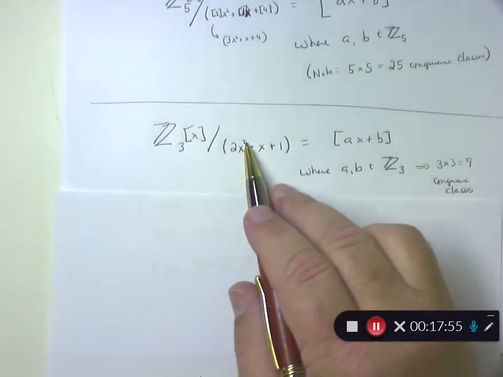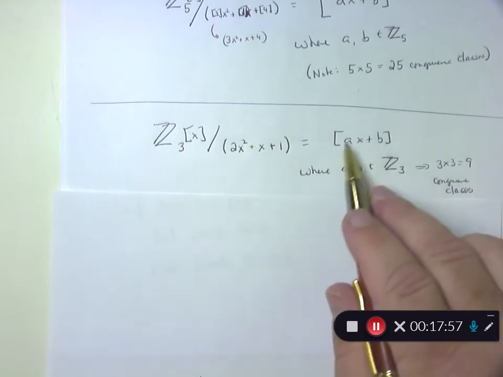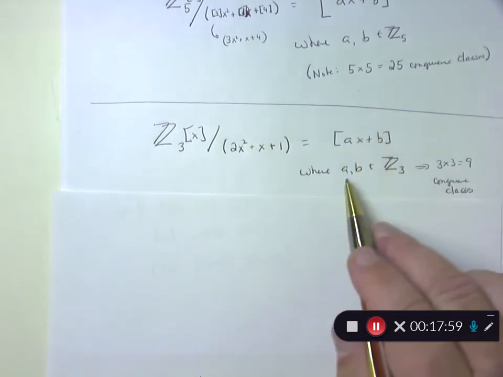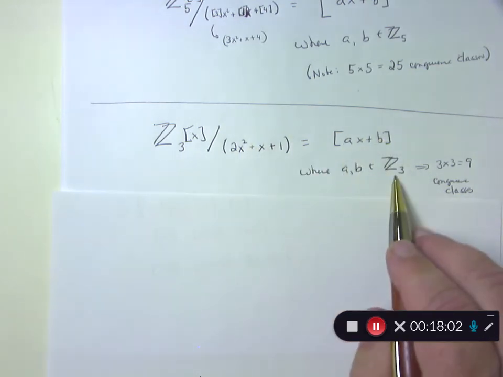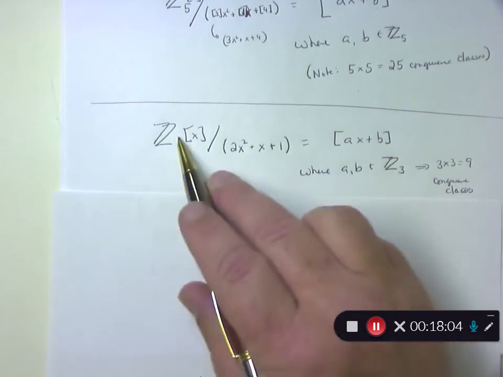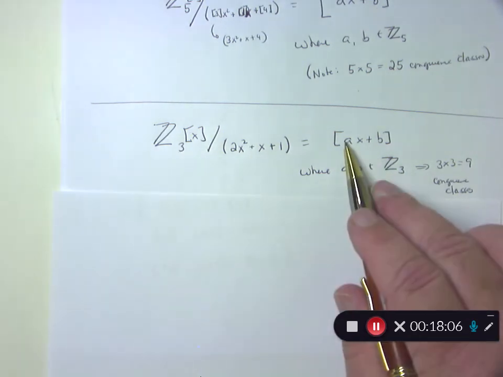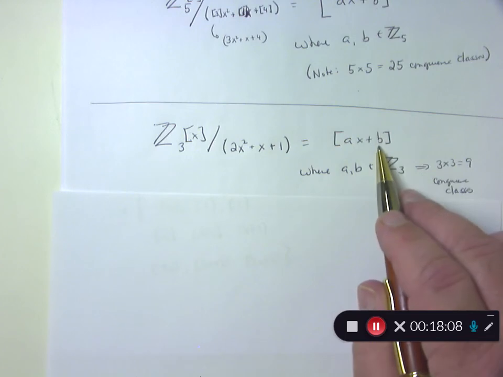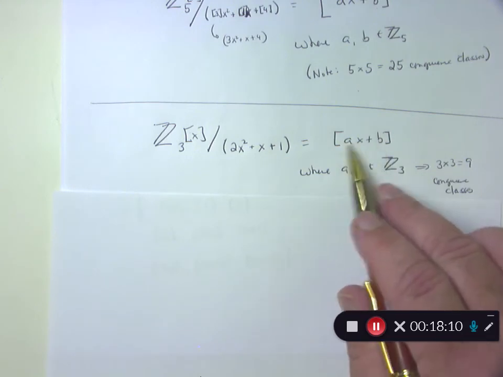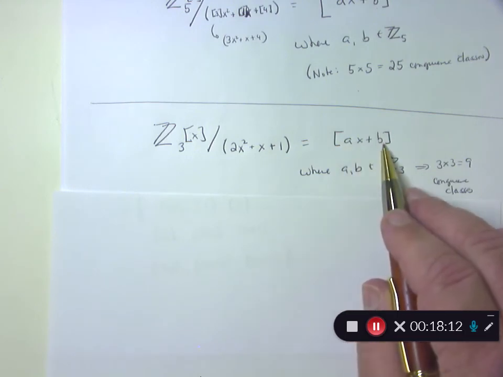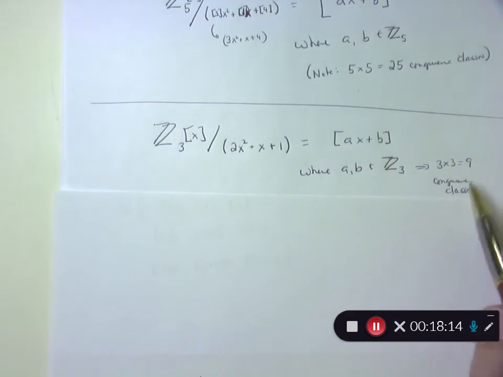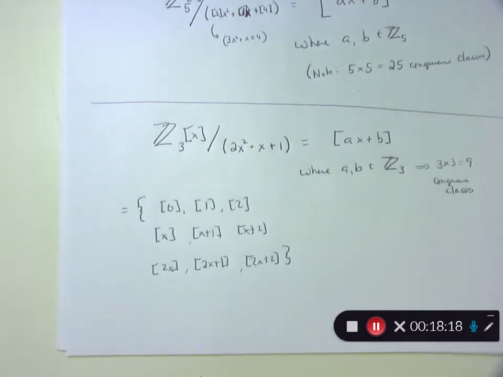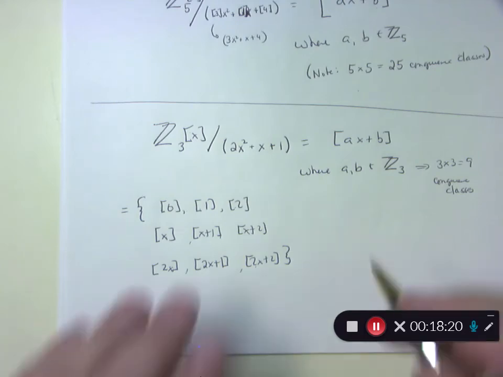One less than degree 2 is degree 1. Degree 1 is linear, ax plus b, where a and b have to come from the field Z3. So I've got 3 choices for a and 3 choices for b. By the multiplication principle, 3 times 3 is 9. There will be 9 equivalence classes. Let's write them all down. So 9 equivalence classes, and there's a pattern to this.